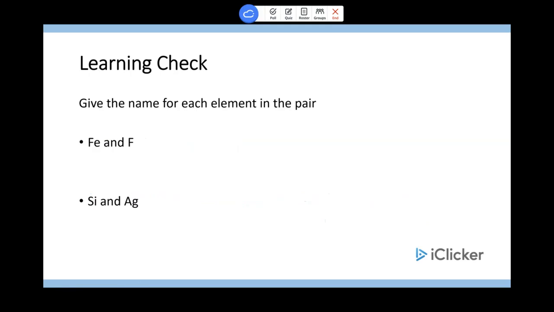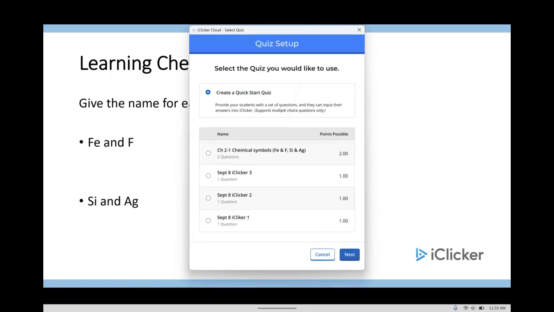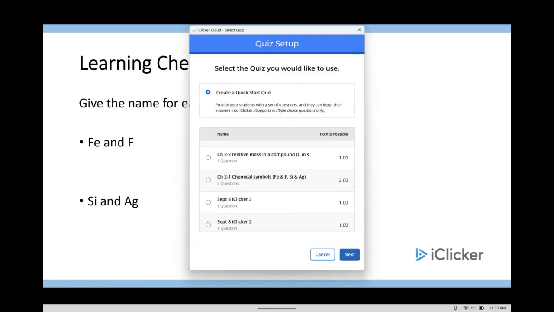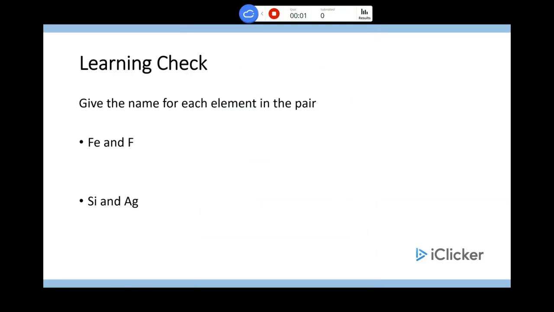Okay, now we're looking at chemical symbols and identifying the name of these elements. This is an iClicker, so let me get this started. 2 questions, so each of these are coming up as individual questions. There are a couple of options to answer. So I'll give you all about 2 minutes to do this. And again, if you have any questions, let me know.